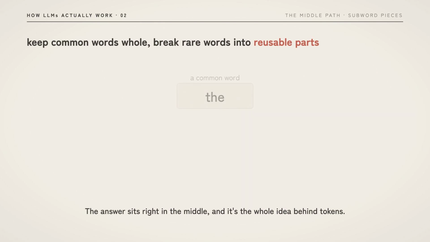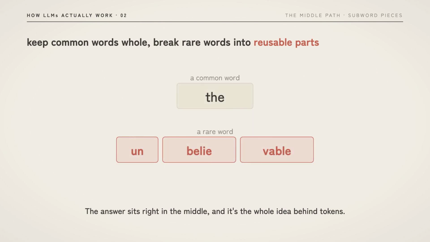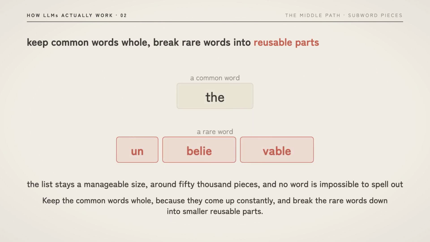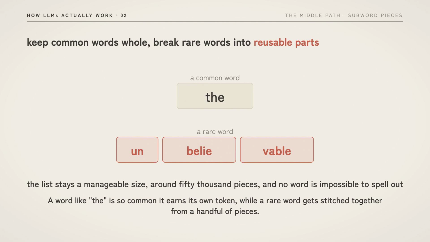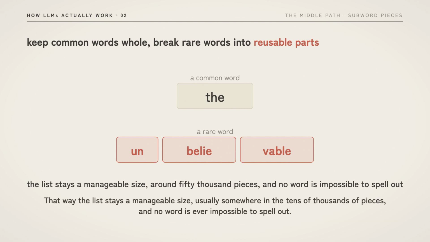The answer sits right in the middle, and it's the whole idea behind tokens. Keep the common words whole because they come up constantly, and break the rare words down into smaller reusable parts. A word like "the" is so common it earns its own token, while a rare word gets stitched together from a handful of pieces. That way, the list stays a manageable size, usually somewhere in the tens of thousands of pieces, and no word is ever impossible to spell out.